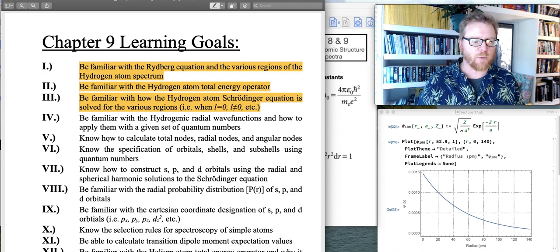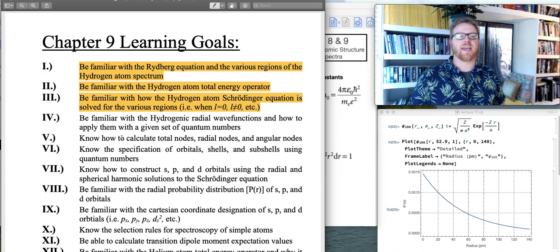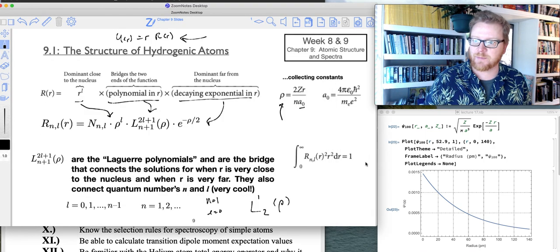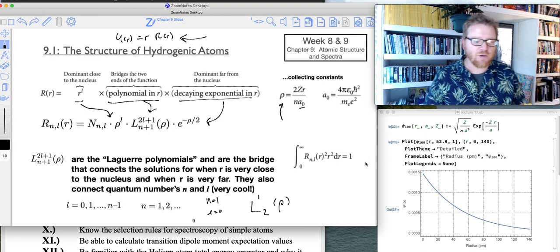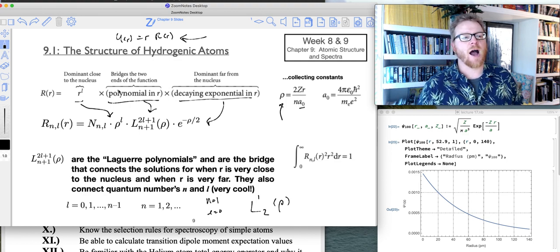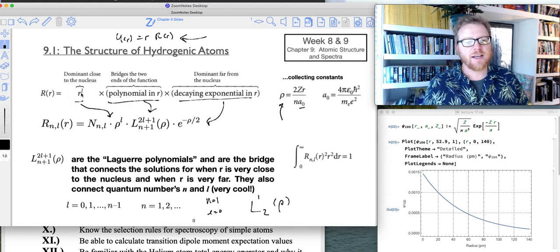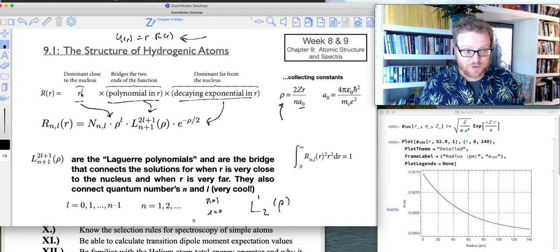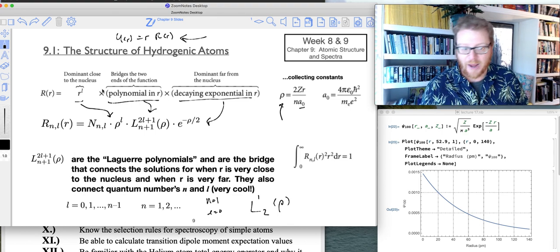Now what I'm going to pick up with today is more on this radial wave function, nodes, and then we'll start to get into the specification of orbitals, which is going to be really cool. To remind you where we left off, we had these condition-specific solutions to the radial wave function, with the polynomials, the Laguerre polynomials, that bridge the two regions when the electron's close to the nucleus and when the electron's far from the nucleus.